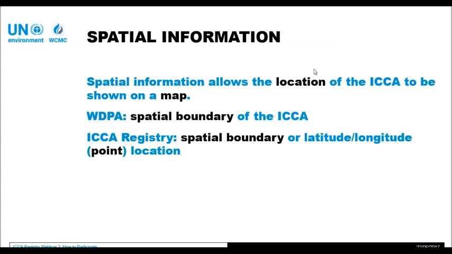As well as descriptive information, spatial information is required. This enables the location of the ICCA to be shown on a map. For the World Database on Protected Areas, the spatial information that is required is a boundary of the ICCA. For the ICCA Registry, it's preferable to have a boundary, but if this is not possible, then a point location or latitude-longitude location of the ICCA is acceptable.